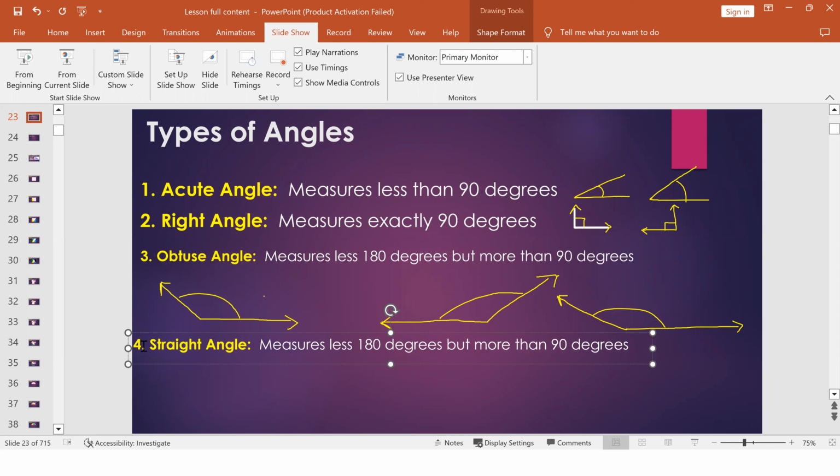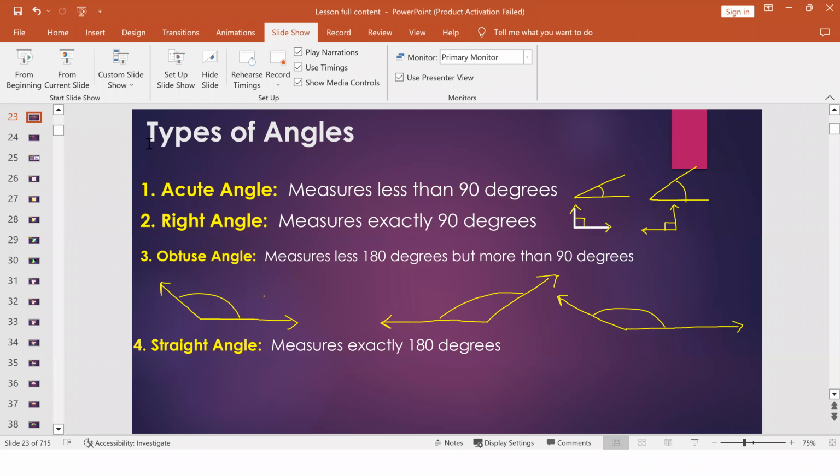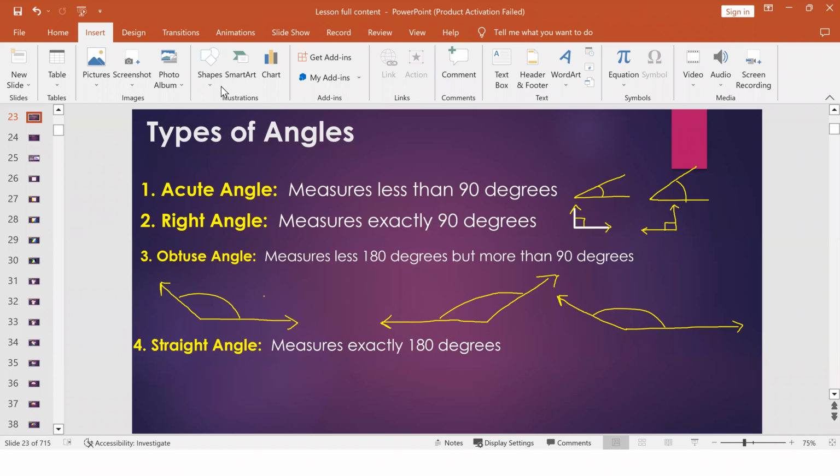And how much does a straight angle measure? Exactly 180, very good, exactly 180 degrees. So a straight angle measures exactly 180 degrees, and it's literally a straight line. Okay, so that is a straight line.